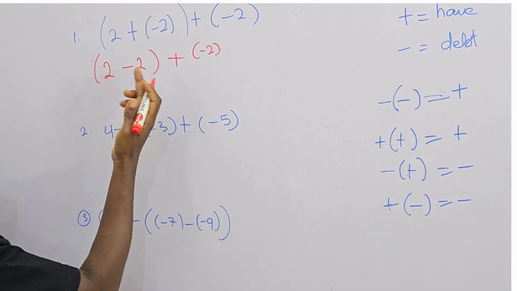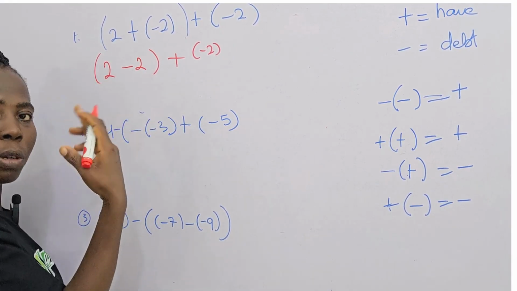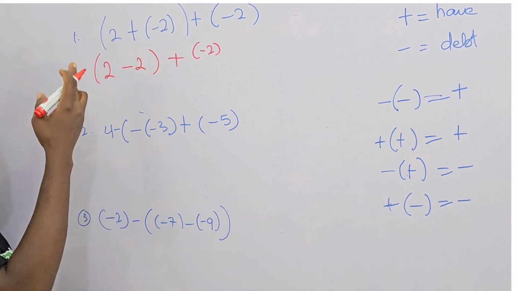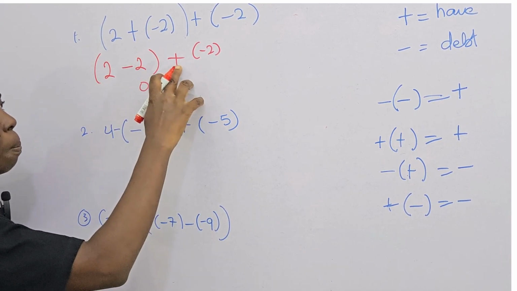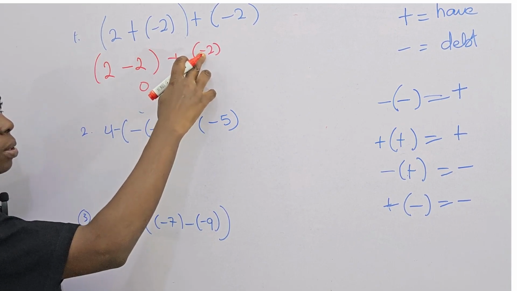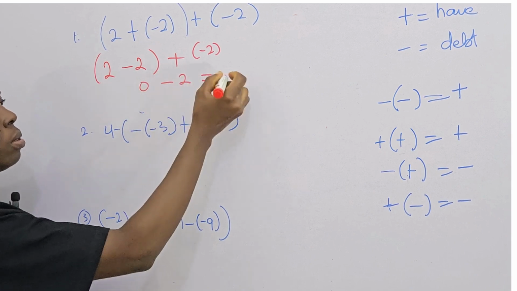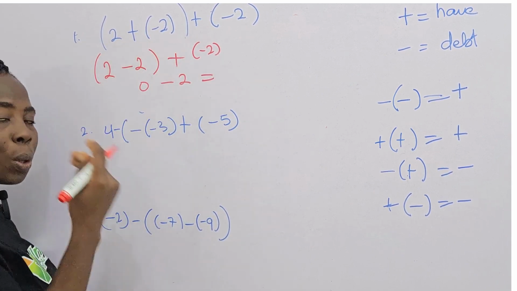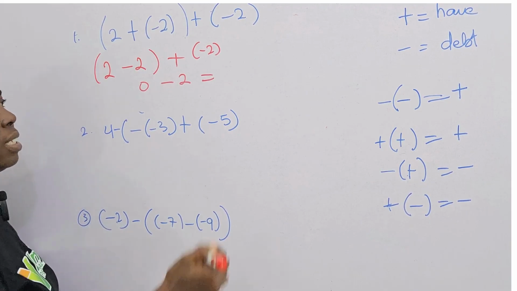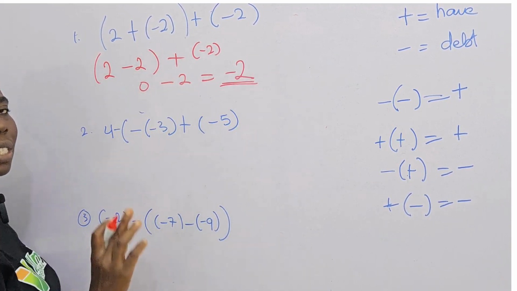2 minus 2. This person is having 2 and is owing 2. You must pay your debt in maths. He pays his debt, he's left with nothing, 0. Now coming here also, plus multiplying minus 2 gives us minus 2. 0 minus 2, this person has nothing and is owing 2. So his debt still remains, because he has nothing to pay with.